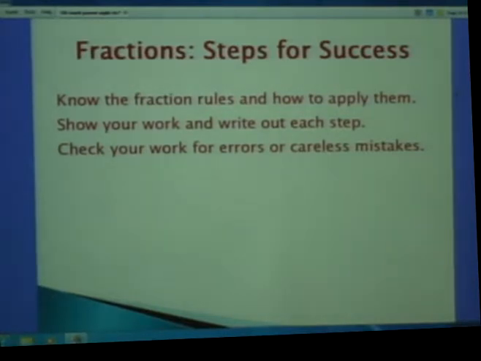All right, fraction steps for success. Know the fraction rules and how to apply them. Show your work and write out each step, and that goes with those multiple representations that you could see in any form, shape, or size. Check your work for errors or careless mistakes.